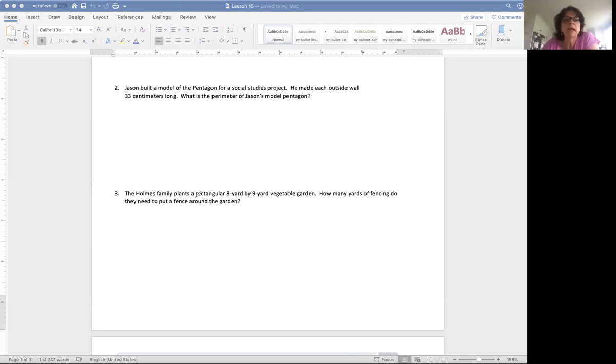They're planting a rectangular 8-yard by 9-yard vegetable garden, and they want to put a fence around it, probably to keep animals out. Right? They need to know how many yards of fencing do they need to put around their garden. They're probably going to the store.